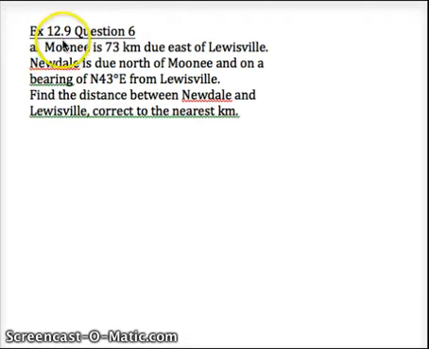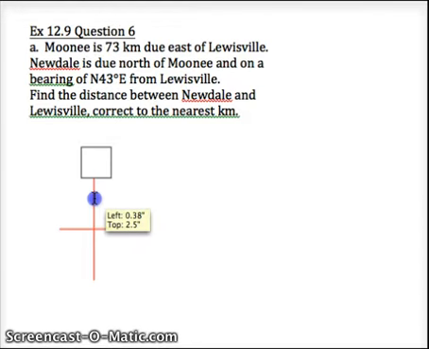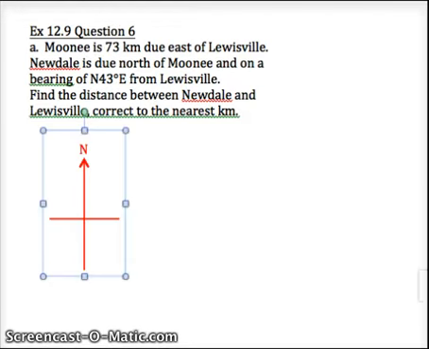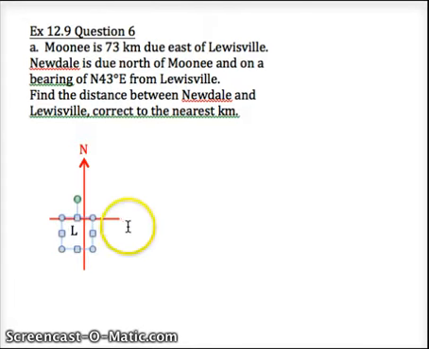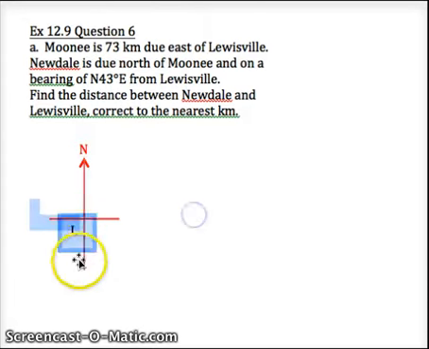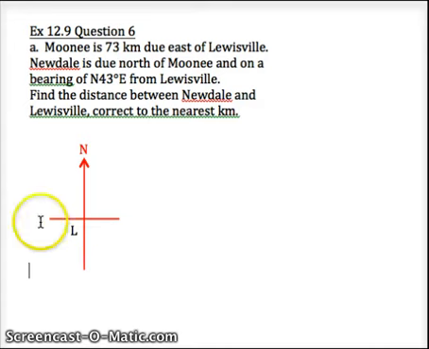Now this is exercise 12.9, again, question 6A. We're told that Mooney is 73 kilometres due east of Louisville. So what we'll do, we'll just put in our starting point here. So we'll start at Louisville. So I'll just put an L for Louisville and put a north sign there so that we know where north is. Of course, we then know where south is, east and west.